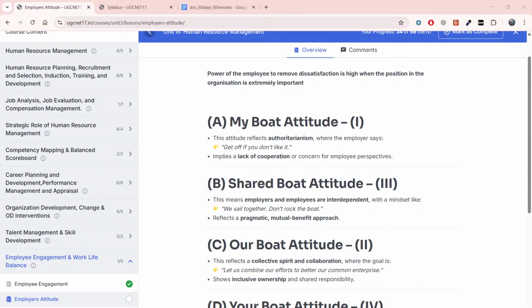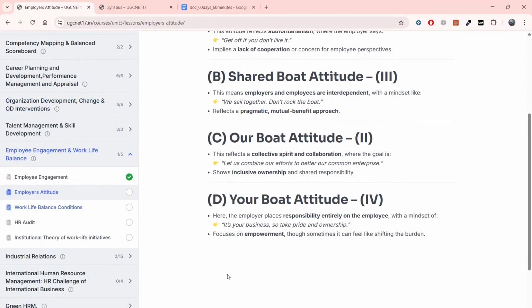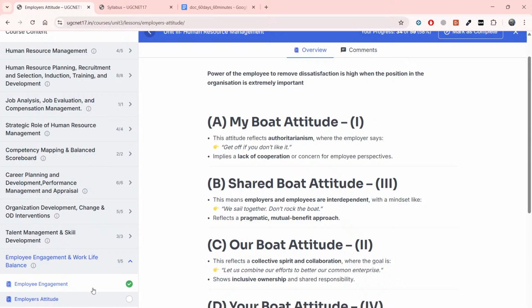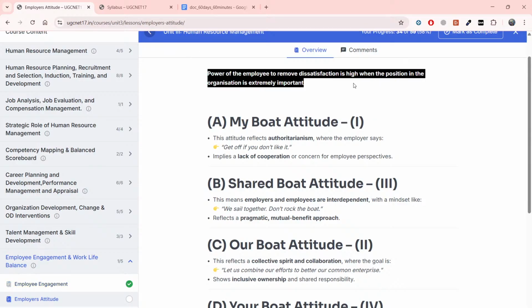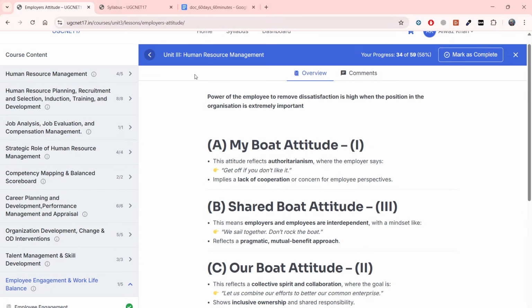So welcome back everyone. We are going to start again. Now we will just practice because we have already studied a lot of the theory today. We will just see this employee's attitude. The power of an employee to remove dissatisfaction is high when the position in the organization is extremely important. And what are the employee's attitudes?